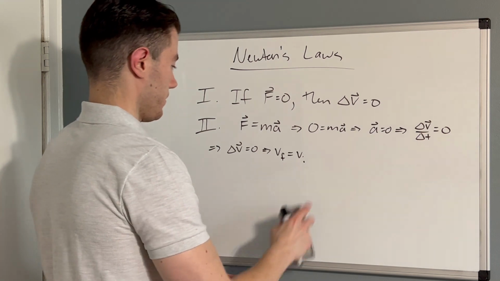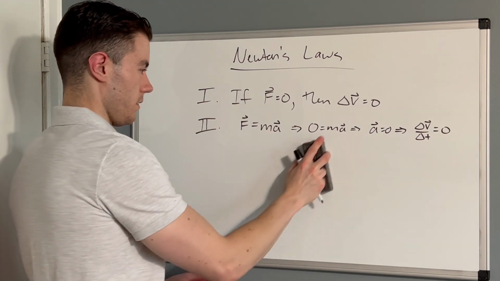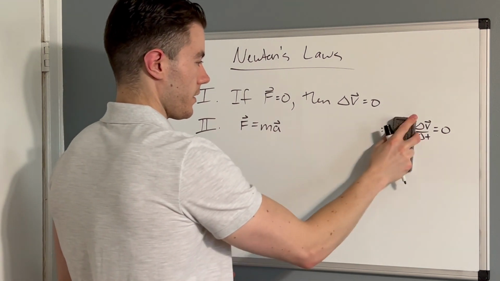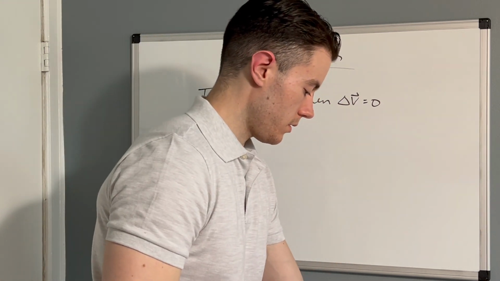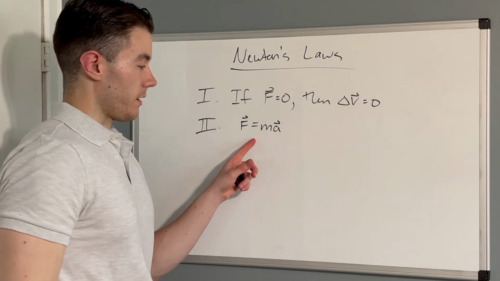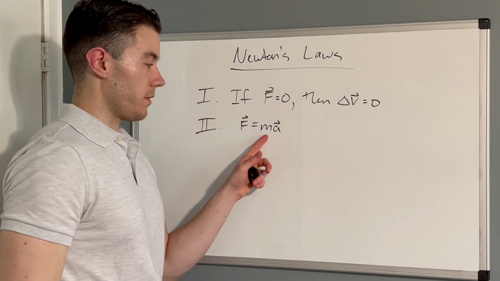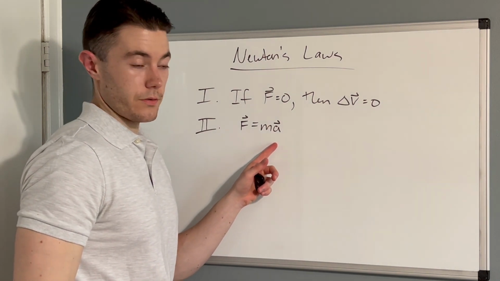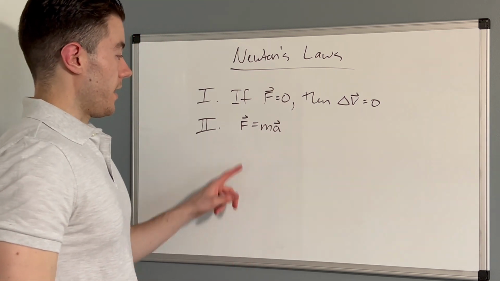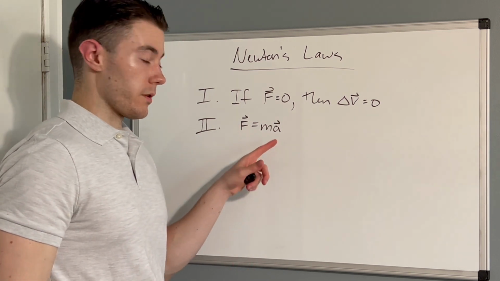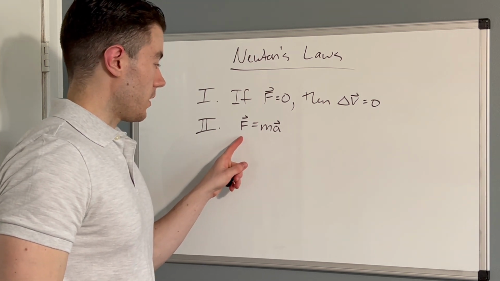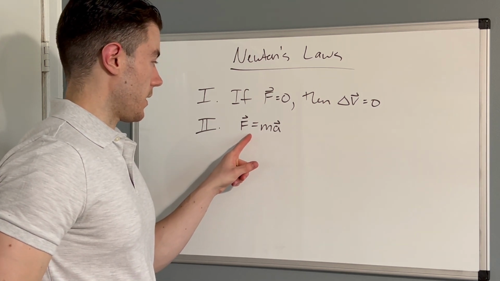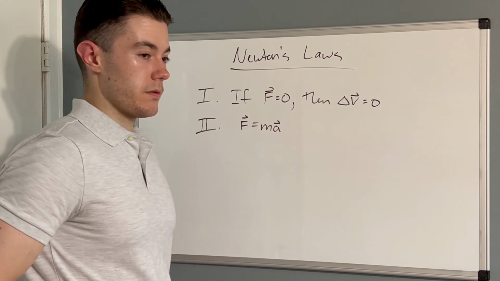So if there's no force acting on a body, it never changes its speed or direction. If there is a force acting on a body, it's equal to the mass of the body times its acceleration. And keep in mind that force and acceleration are both vector quantities. Mass is a scalar quantity. So these have magnitudes and directions.